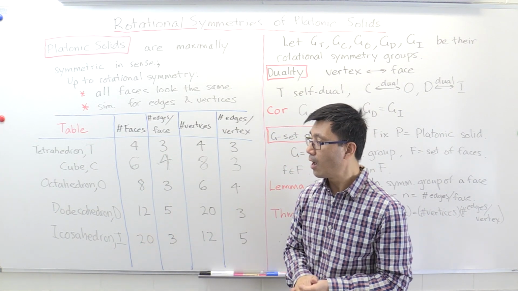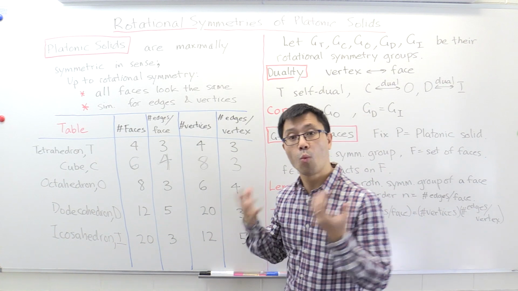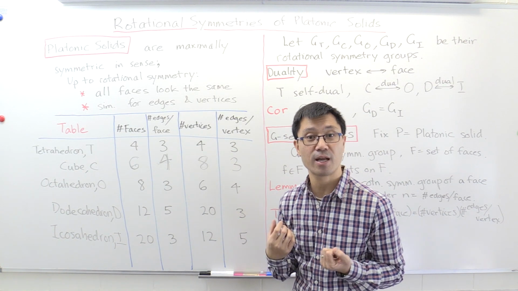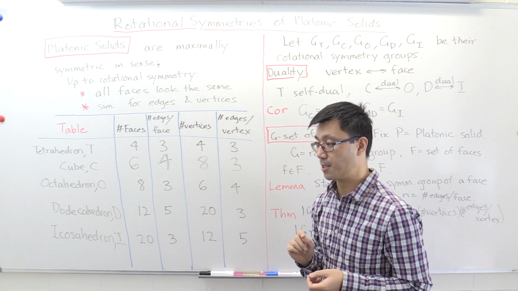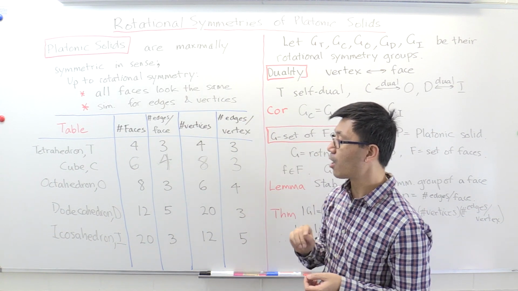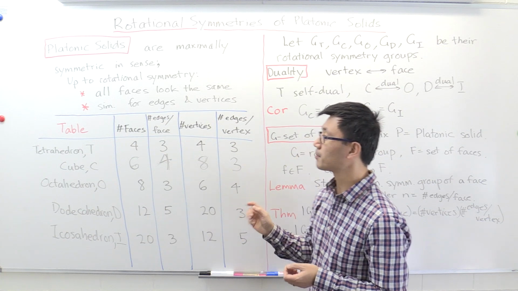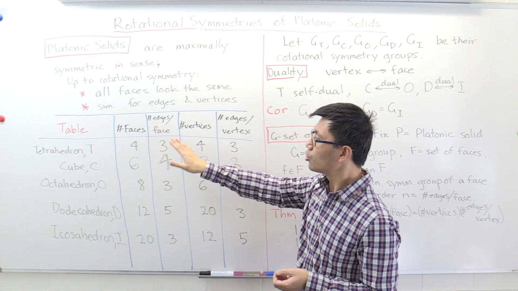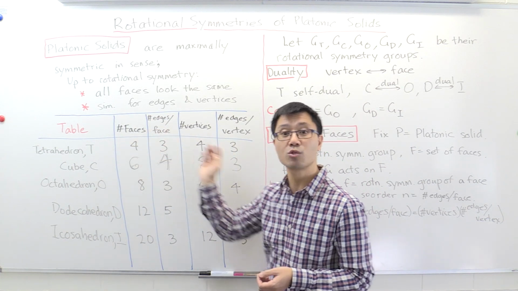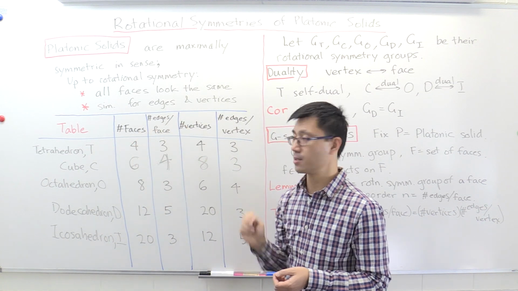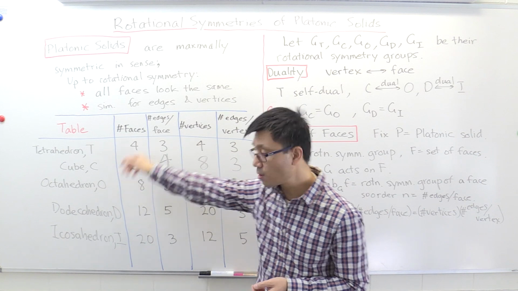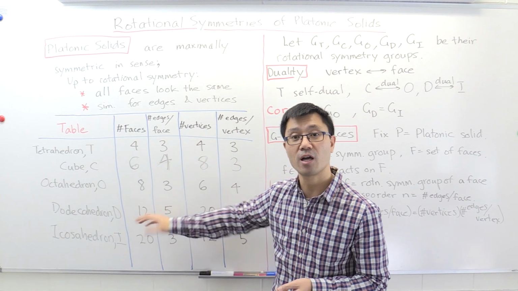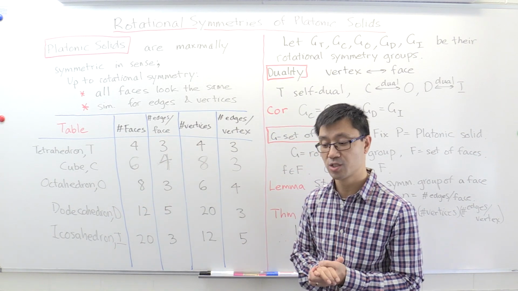And actually you may wonder, what's happening? Is there a deeper explanation for that fact? And there is indeed, and that's something called duality. That's something that I want to explain next. Duality is something which swaps the roles of the faces and the vertices. And what it will do is swap the roles of the cube and the octahedron, and the dodecahedron and the icosahedron. So they're quite related to each other.